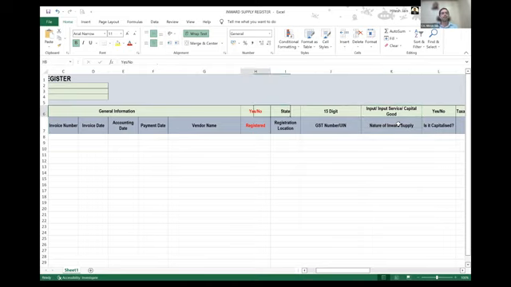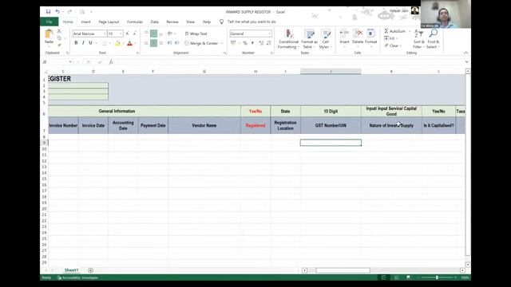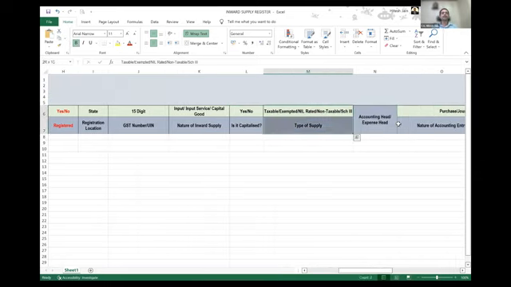The green items, you have to fill in these particular columns here. Is it capitalized? Yes or no? Then taxable, exempted, nil rated, non-taxable or Schedule 3, which we have discussed. Exempted, nil rated, non-taxable, these three will be filled in the table separately.